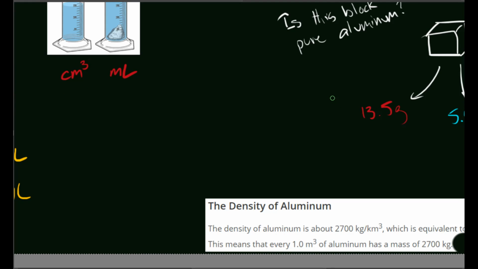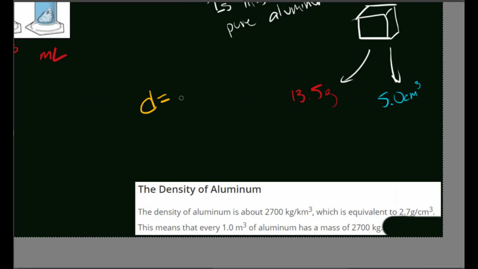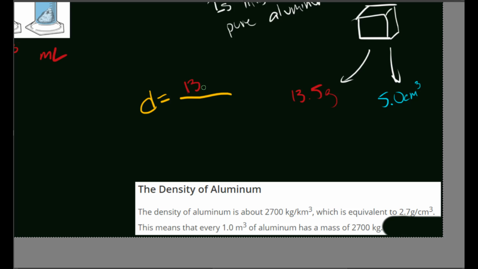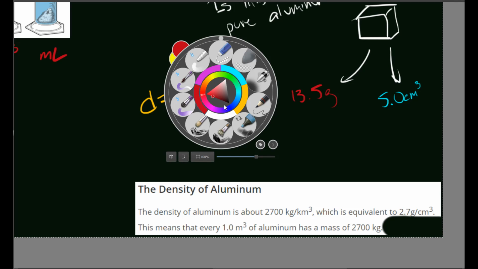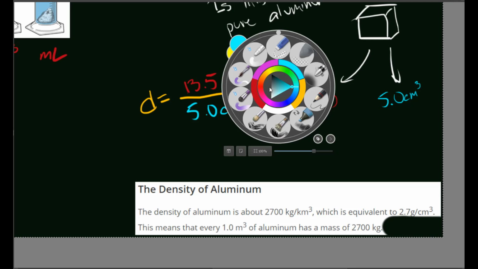Alright, so let's find the density of this cube. What's density again? Density is mass divided by volume. So what's the mass here? 13.5 grams. And what's the volume? 5 centimeters cubed. So let's take that and plug it into our formula. We have 13.5 grams divided by 5.0 centimeters cubed. So how do we divide this? Plug it into a calculator, or maybe you can do it by hand.